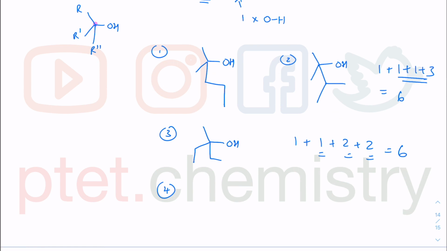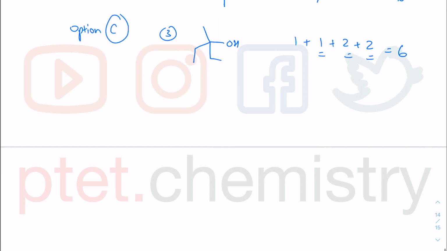I can't find any other option because you can try 2 1 2, but it's the same combination, isn't it? So there are only 3 different isomers, and therefore the correct option must be option C there. So draw and see for yourself.